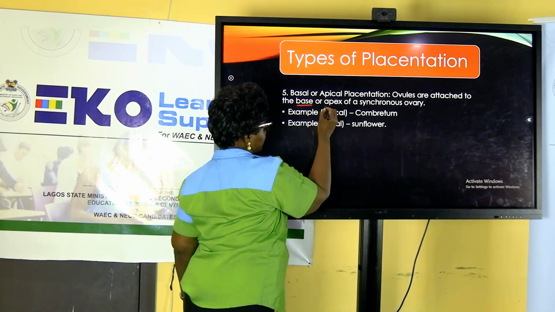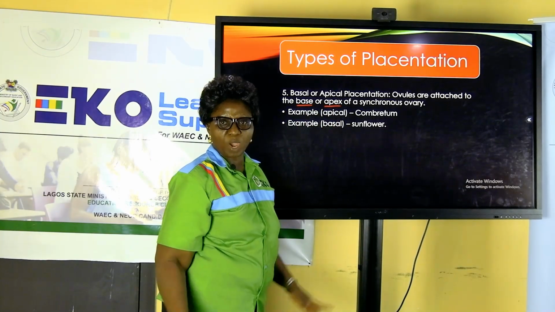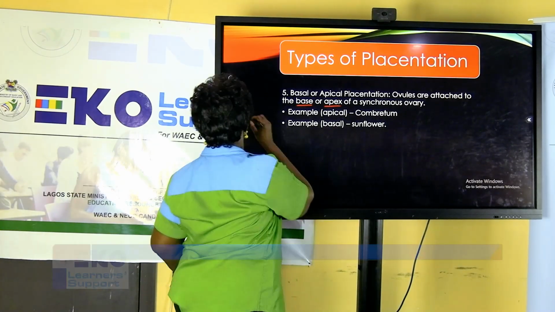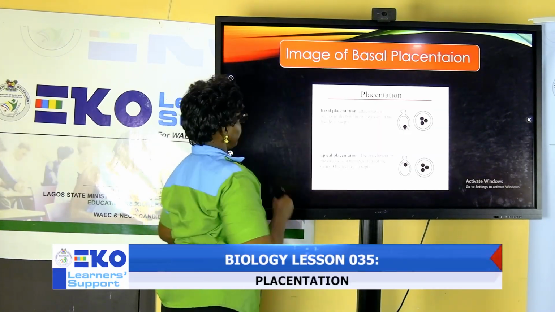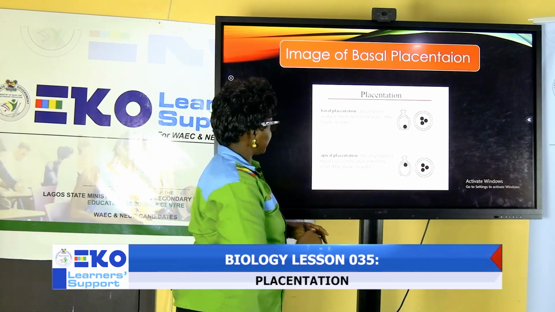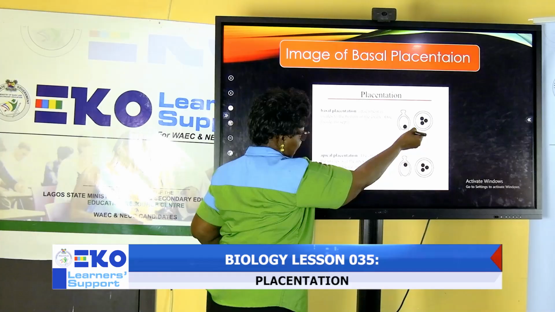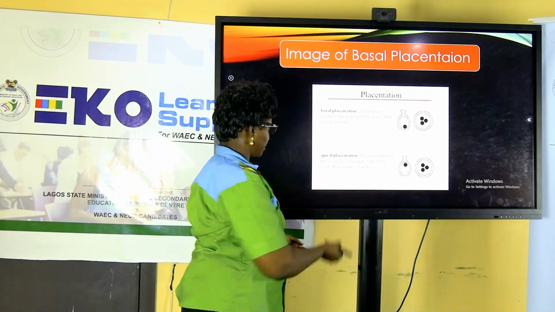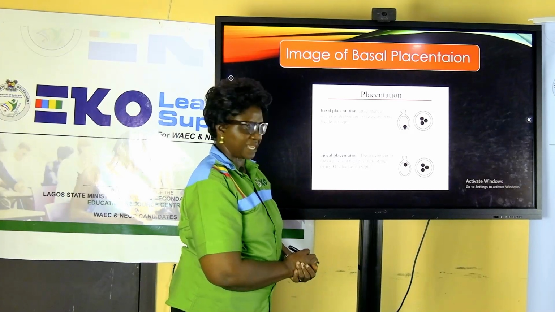We have the base or apex. What do I mean by the base? The base, in these two examples, you can see this one is basal, at the base, the lower parts. And that's what we mean by basal placentation. And the one we call apical placentation.